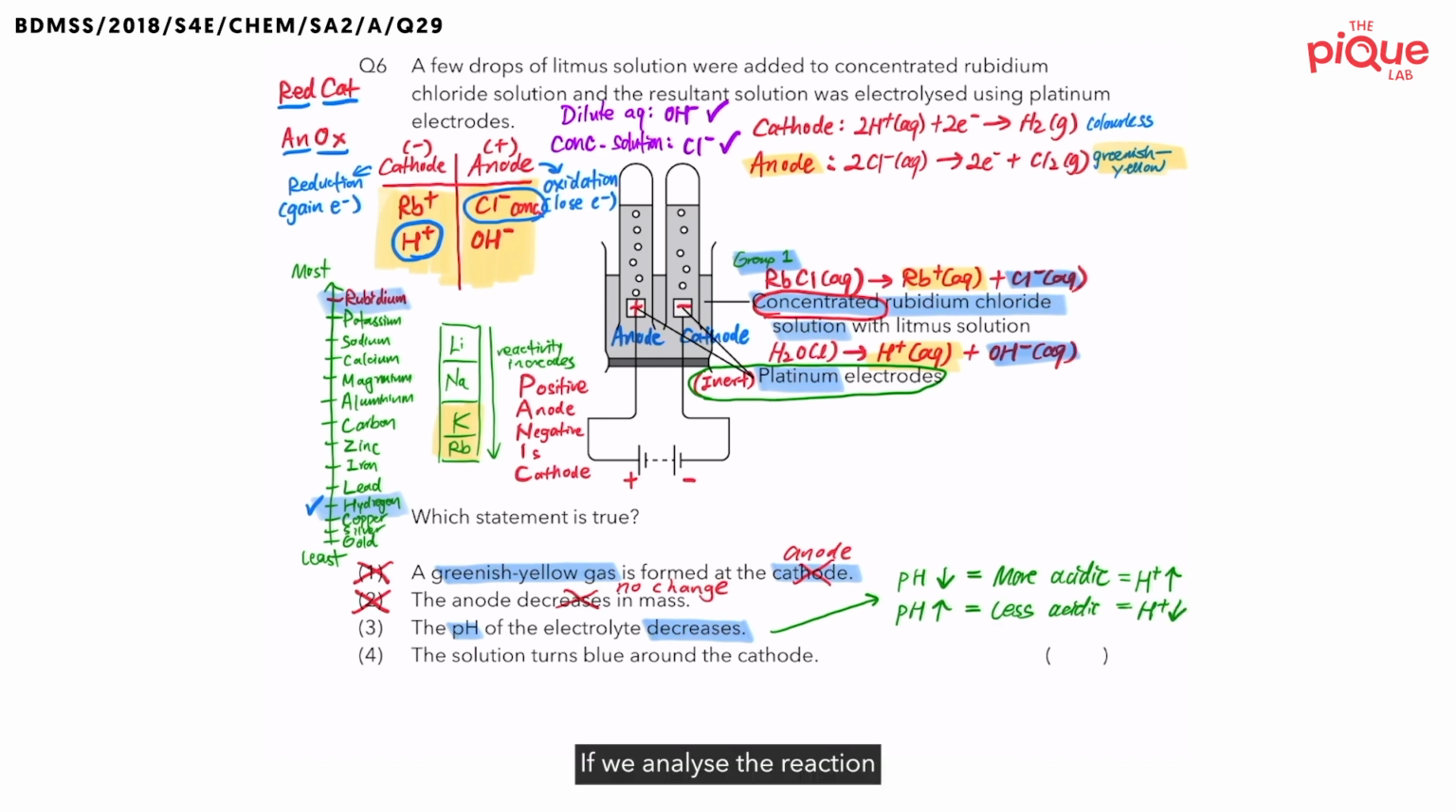If we analyze the reaction that is happening at the cathode, we can see that H plus ions will combine with electrons and become hydrogen gas. So this is as good as saying that the amount of H plus ions in the solution will decrease. Since the amount of H plus ions decreases, we will expect the solution to be less acidic, which will result in an increase in pH. Therefore, it is obvious that option 3 is also incorrect.